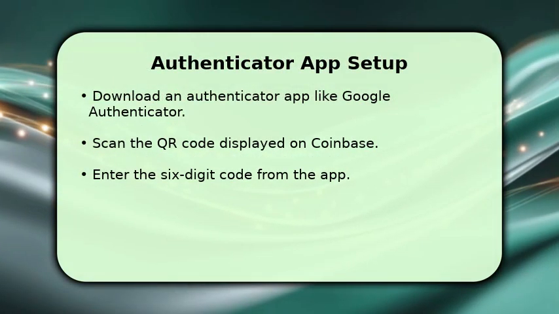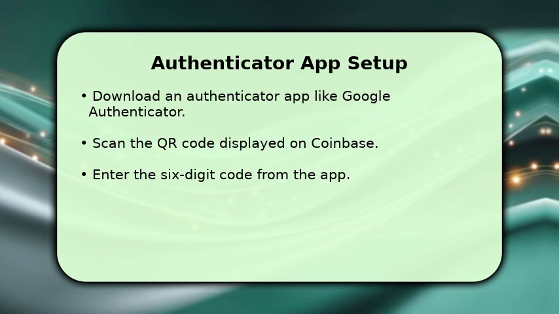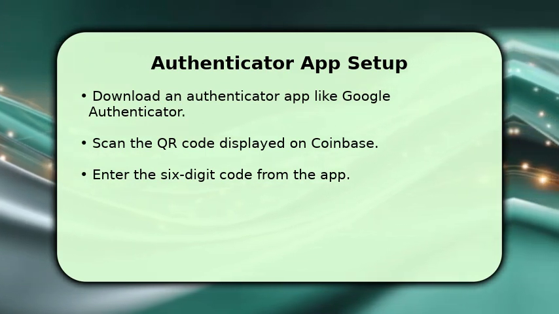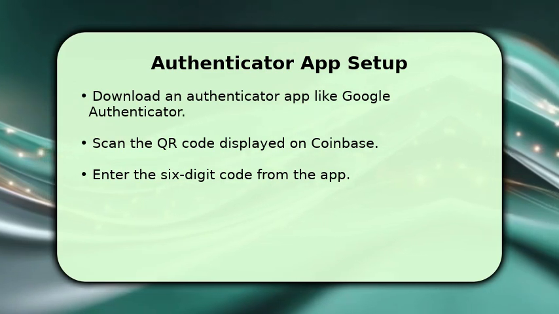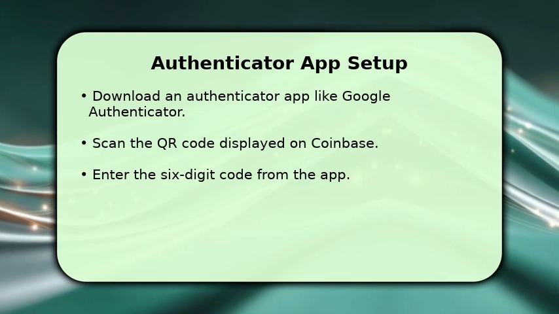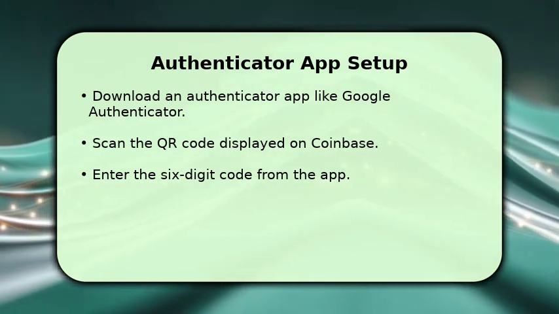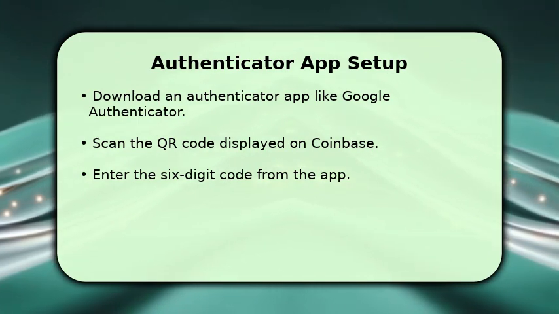If you choose an authenticator app, first download one to your mobile device. Then, on the Coinbase security page, you'll see a QR code. Open your Authenticator app and scan this code. The app will then generate a 6-digit, time-sensitive code. Enter this code into the designated field on the Coinbase website to link your account.